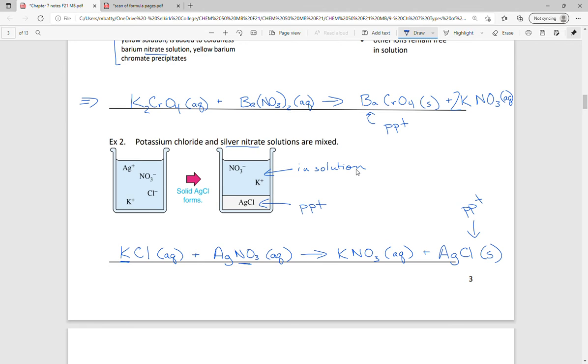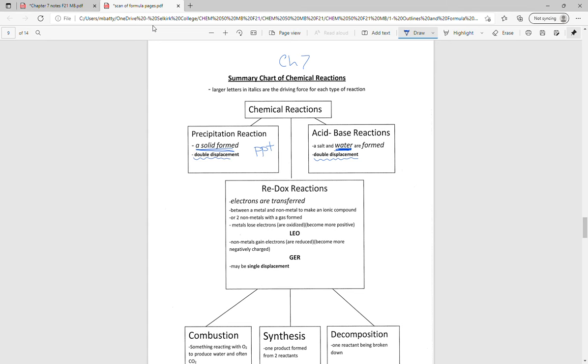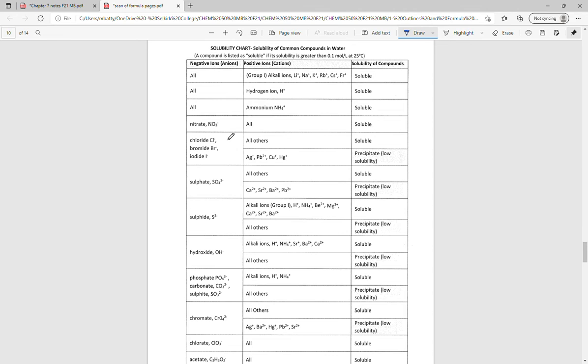Now, it's all fine if we get pictures of all of these that show the precipitate, but there is also a set of rules that govern if things are soluble or not. So in your formula pages, you have a table that allows you to predict if an ionic compound is going to be soluble or insoluble. So back to your formula pages, right here, this solubility chart is basically used to determine if something is soluble, and so that would be an AQ, or insoluble or a precipitate, and so those would be solids.